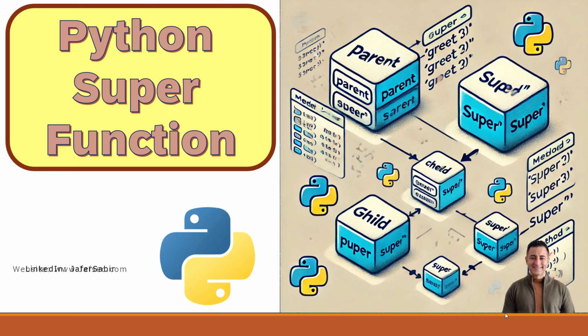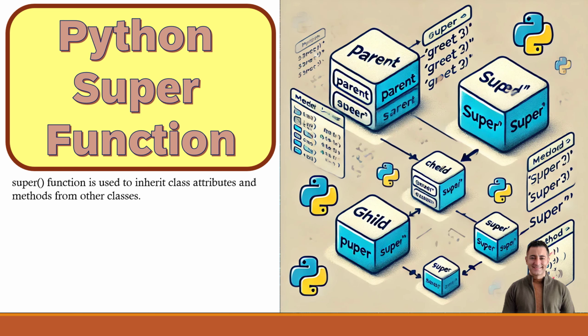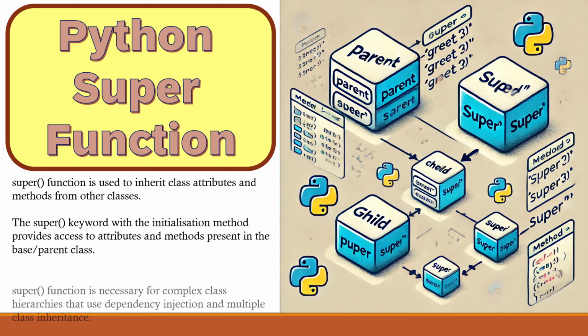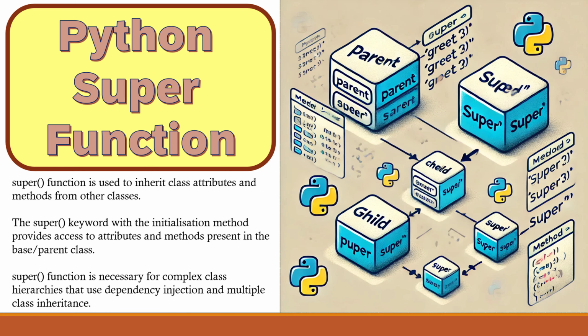This video is on the super function. The super keyword with the initialization method provides access to attributes and methods present in the base or parent class when you are doing inheritance. It's necessary for complex class hierarchies that use multiple class inheritance. Let's have a look at this in PyCharm.